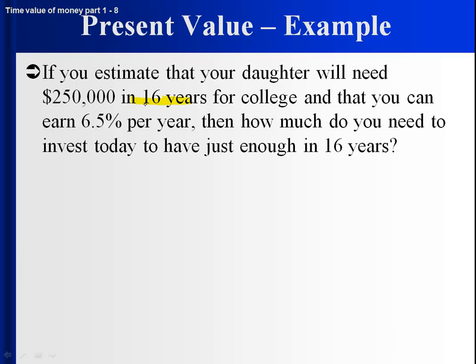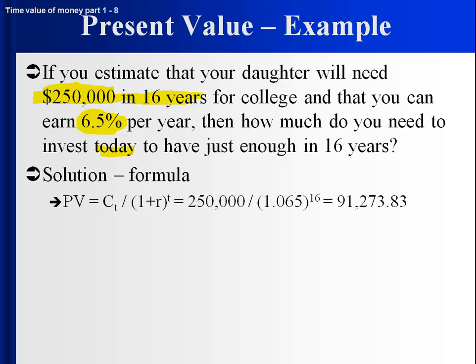In 16 years, when your daughter goes off to college, you anticipate she'll need 250,000. You can earn 6.5%. How much do you need to invest today to have just enough in 16 years? This is the definition of present value. The present value of 250,000 in 16 years when the discount rate is 6.5% is the amount that you would need to invest today, such that if you could earn this rate, you would wind up at 250,000.